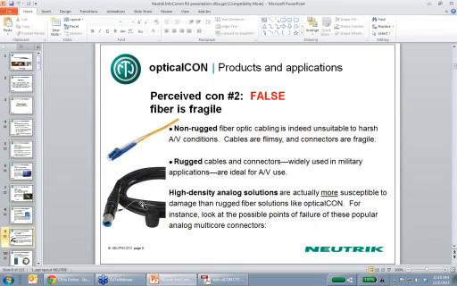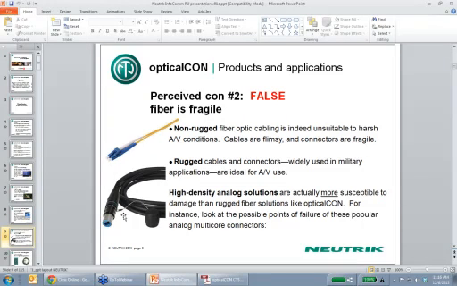Okay, so this cable that you see here is an example of a rugged cable, and these rugged cables are many hundreds of dollars or over $1,000. But this stuff is not fragile. It's deployed in Iraq and Afghanistan. It's used in war zones around the world. It's highly crush resistant. The connectors and the strain relief on here are super rugged.